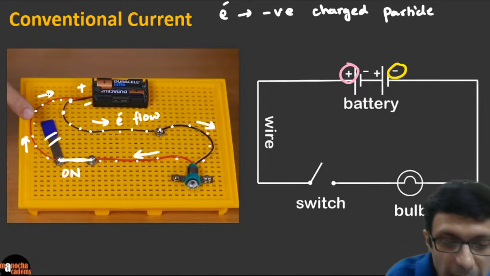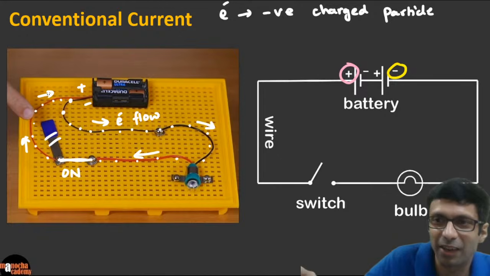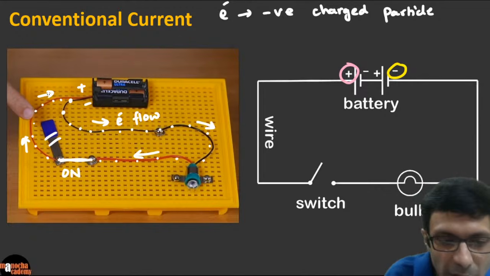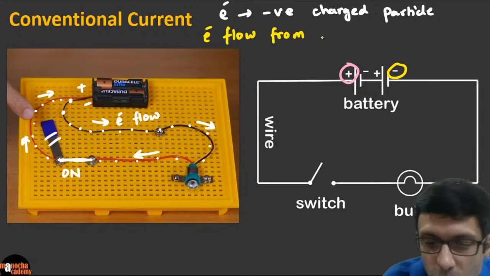And how will you remember that? Electrons are negatively charged, so they will be attracted towards the positive end. That's a rough way of remembering. So electrons flow from the negative potential to the positive potential. Very, very important to know. So electrons, let's write that. Electrons flow from negative to positive.